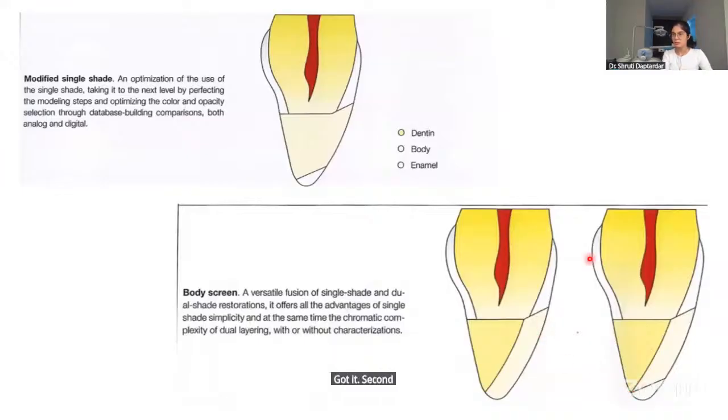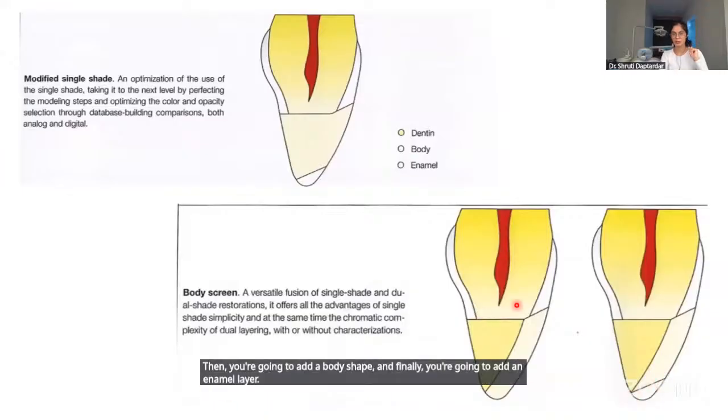Second, a modified body shade where again you're going to layer the dentine first, then you're going to add a body shade, and finally you're going to add an enamel layer for incisal replacement.